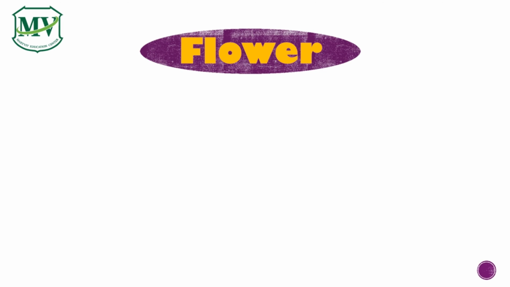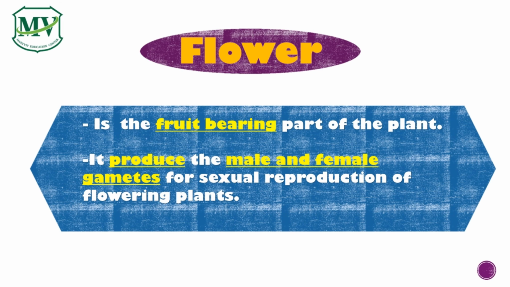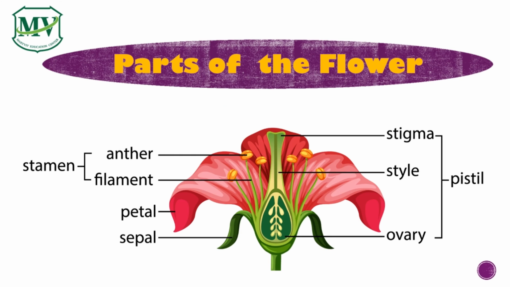Flower. Flower is the fruit-bearing part of the plant. It produces the male and female gametes for sexual reproduction of the flowering plant. Here are the different parts of the flower. First, we have the stamen. The stamen is the male part of the flower, and it consists of anther and the filament. And the pistil. The pistil is the female part of the flower. It consists of stigma, style, and ovary.